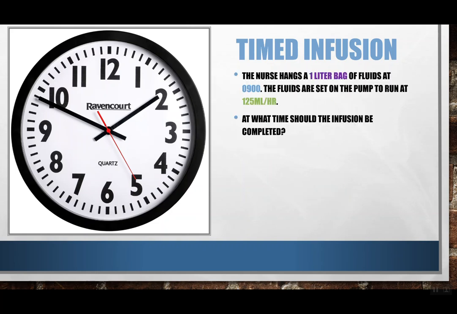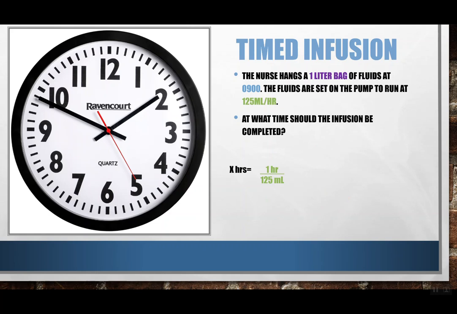Let's do another one. The nurse hangs a 1 liter bag of fluid at 0900. The fluids are set on the pump to run at 125 mils per hour. What time should the infusion be completed? Okay, so again, I need to know how many hours it's going to take first and foremost. I have 1 hour per 125 mils. And as I said, the left side has X hours.